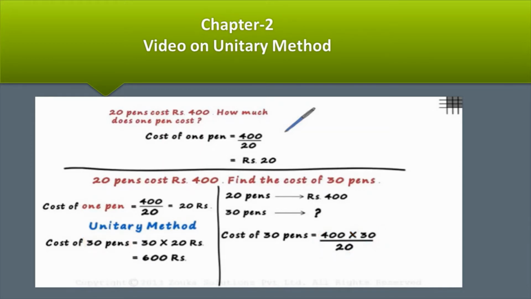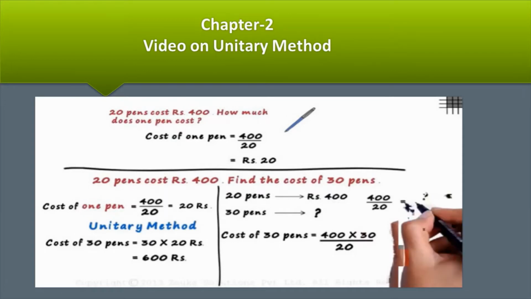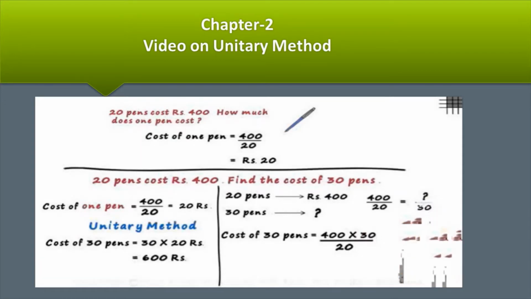So what we did using 2 steps previously is done in 1 step here. This gives us the cost of 1 unit, and its product with 30 gives us the total cost of 30 units. Second, 400 by 20 will always equal total cost of 30 pens by 30. This is obvious since each ratio is equal to the cost of 1 pen.